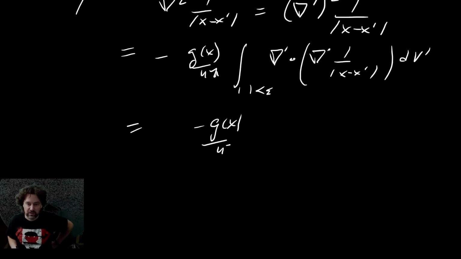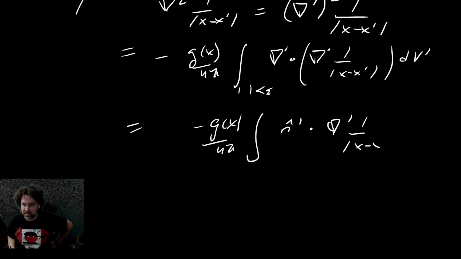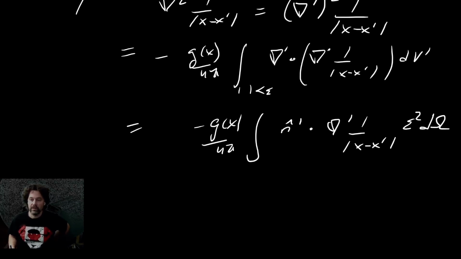And we get minus g of x over 4 pi of n hat prime dotted with grad prime of 1 over |x minus x prime|, and our dA is epsilon squared d omega, where omega is the solid angle, and epsilon squared is the radius squared.